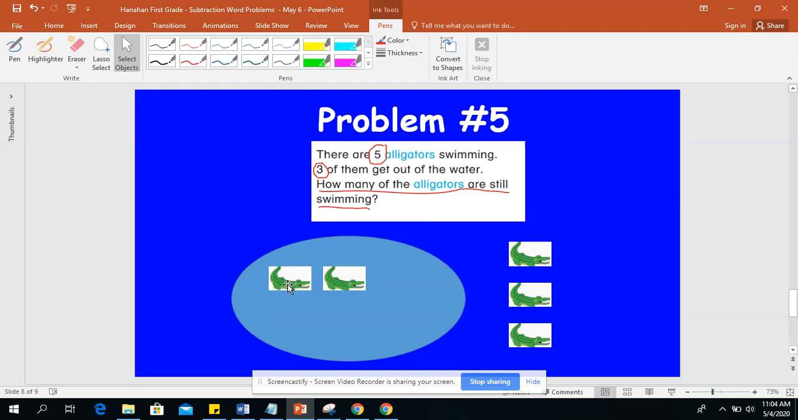And the question is asking us, how many of the alligators are still swimming? Well, let's count. 1, 2. There are 2 alligators still swimming. The answer is 2. And we can represent this problem using a subtraction number sentence. We started with 5 alligators, and then 3 of them got out of the water. So 5 take away 3 equals 2. Awesome job.